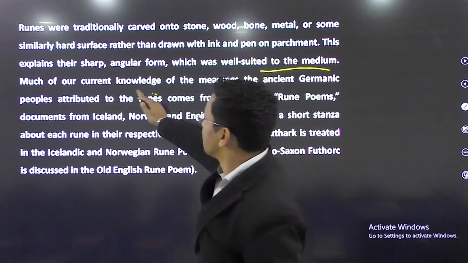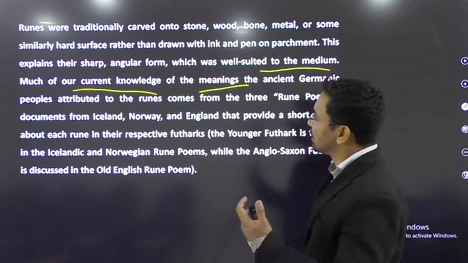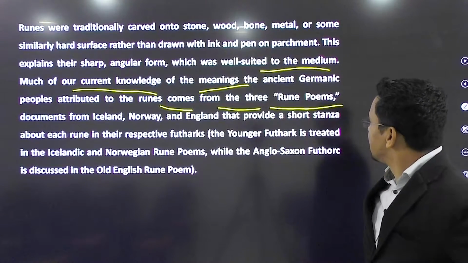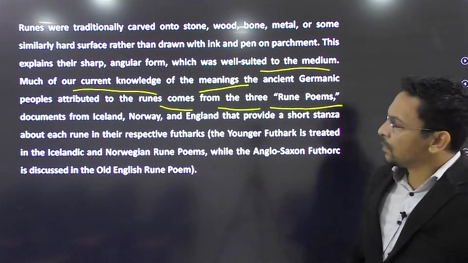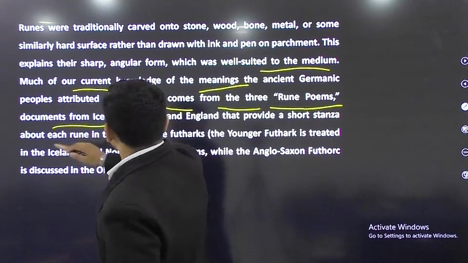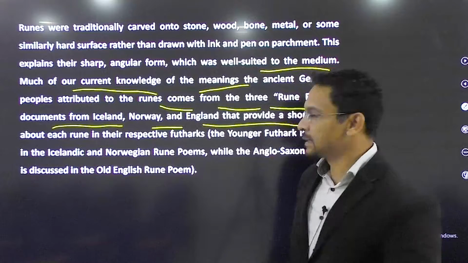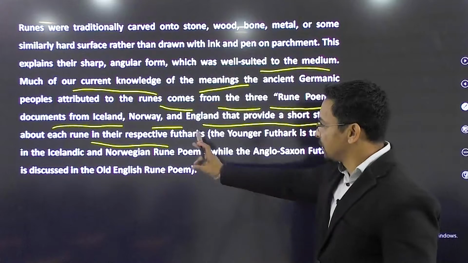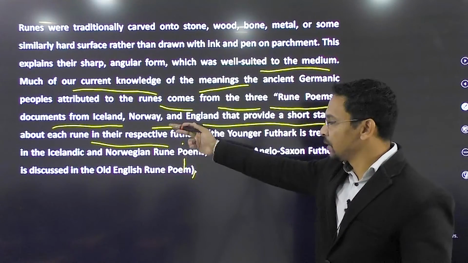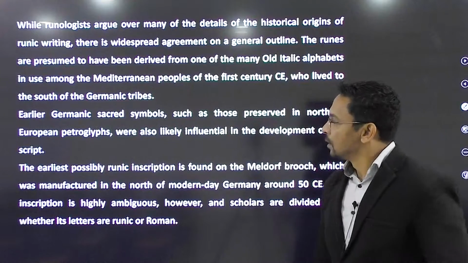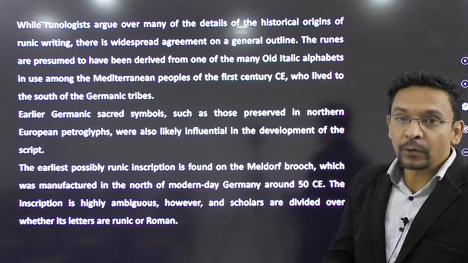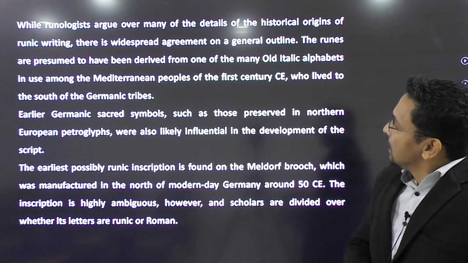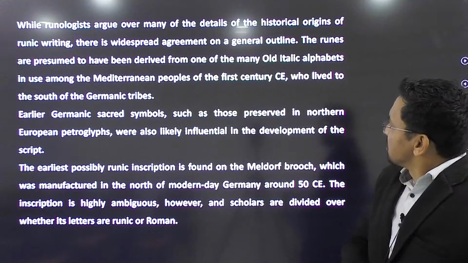Much of our current knowledge of the meanings the ancient Germanic peoples attributed to the runes comes from the 3 rune poems, which explain quite a lot about runes. Documents from Iceland, Norway, and England provide a short stanza about each rune in their respective futharks. So once detailed information about the futharks came, information about runes will also come. While runologists argue over many of the details of the historical origins of runic writing, there is widespread agreement on a general outline.